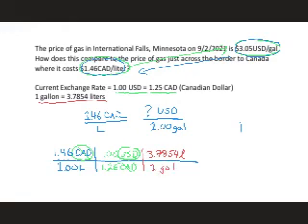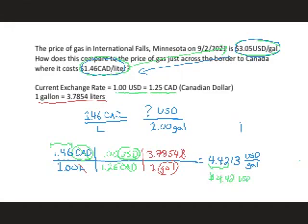Double check that your units cancel out. You're left with gallons in the denominator. Plug your math into your calculator. Apply your sig fig rules. And you have your final answer of $4.42 US dollars per gallon. Definitely less expensive to buy it in the United States than it is to buy it in Canada. So the moral of the story here: fill up before you cross the border.